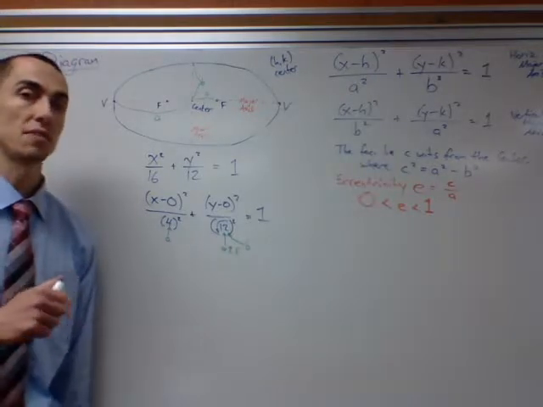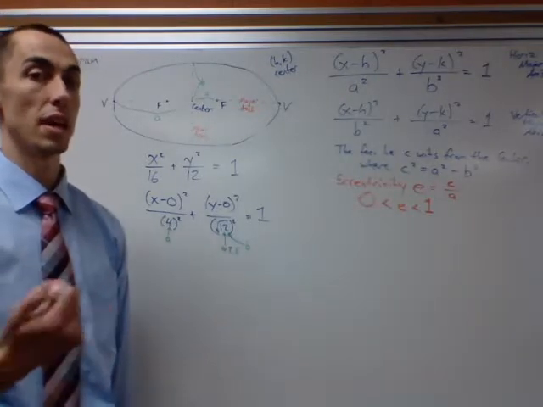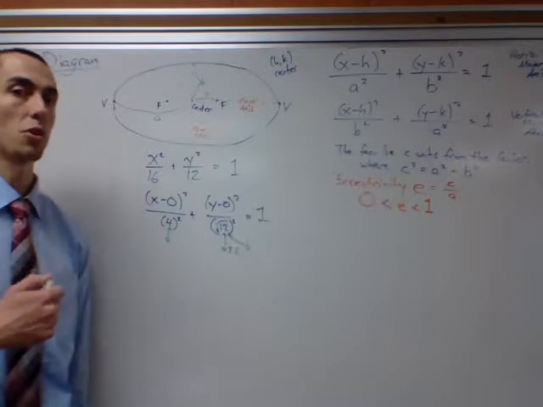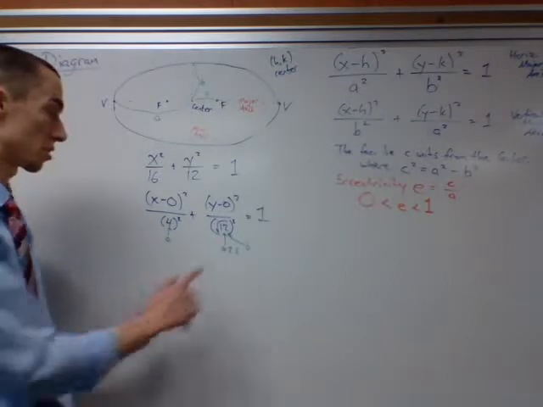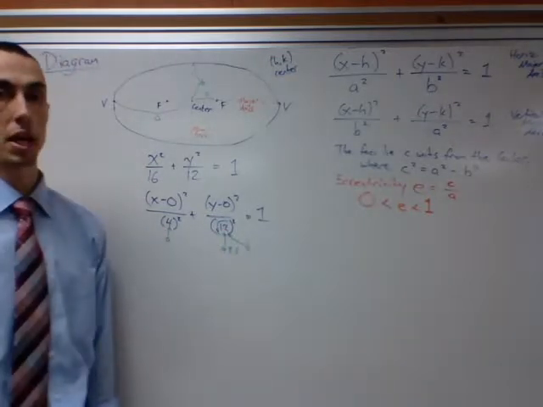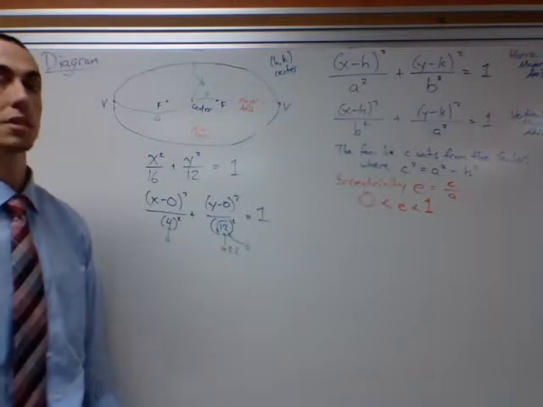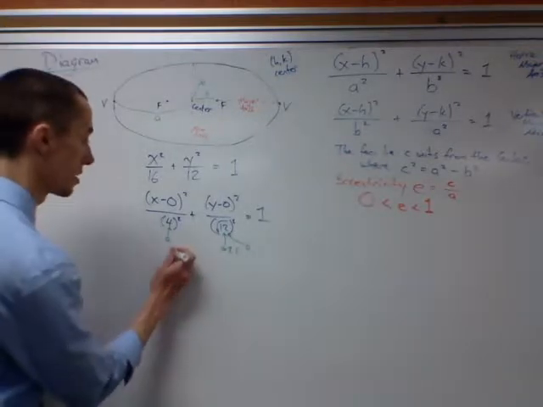Now that we've identified A and B, we can tell whether this is a circle or an ellipse. If this were a circle, then these two numbers would be the same. But they're not, therefore this must be an ellipse.